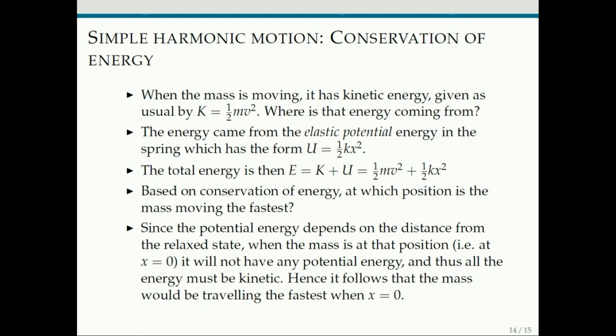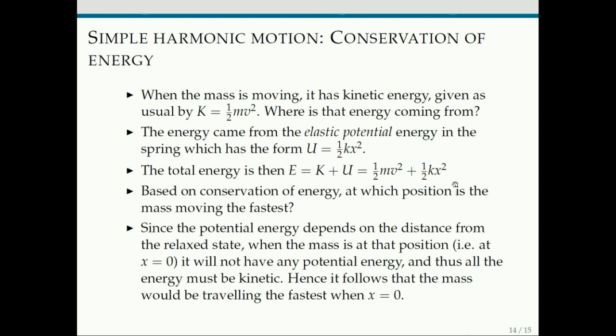So the spring has some elastic potential energy, which has the form U equals 1/2 kx squared, where x is again the displacement from the equilibrium position. That is the position in which the spring is not stretched or compressed. The total energy, evidently, then, is the sum of these two terms. So it's 1/2 mv squared plus 1/2 kx squared.